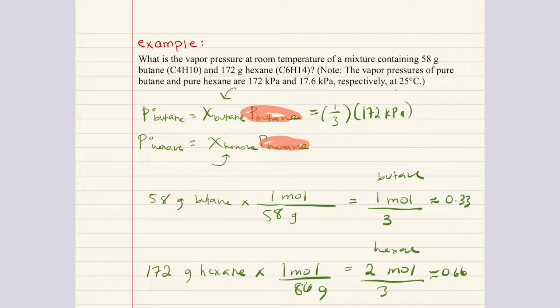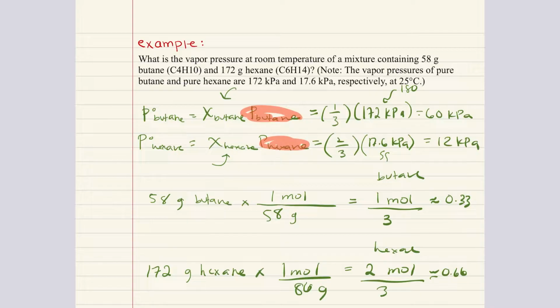Now, we can round this to 180, and that's going to be an easy calculation. 180 divided by 3 is 60 kilopascals. Now, for hexane, the mole fraction of hexane is 2 over 3, and we're going to multiply that by the vapor pressure of pure hexane, which is 17.6 kilopascals. Now we can go ahead and round this to 18. Then we have 2 over 3 multiplied by 18, and that's going to give us 12 kilopascals.